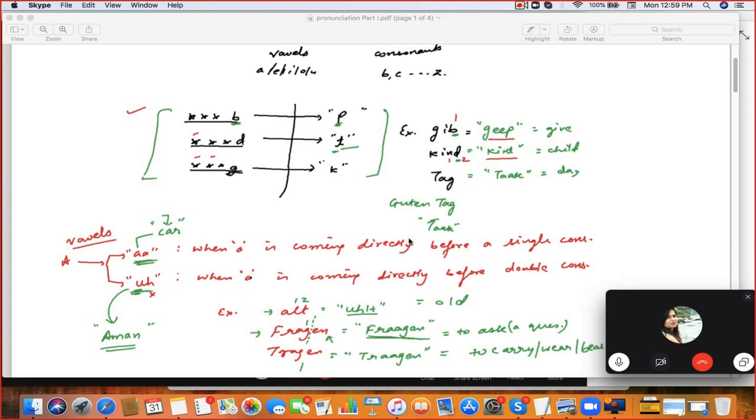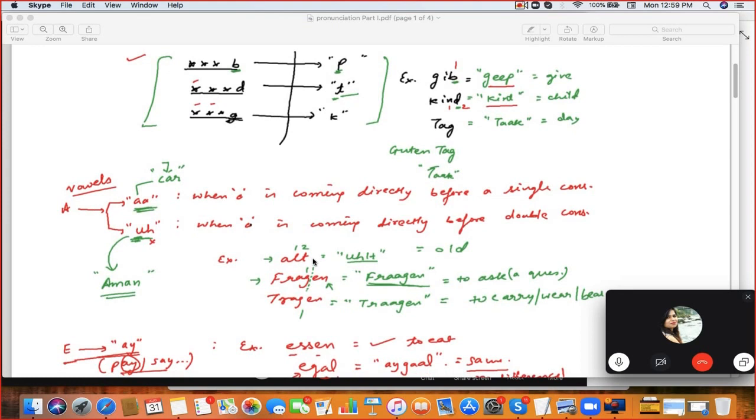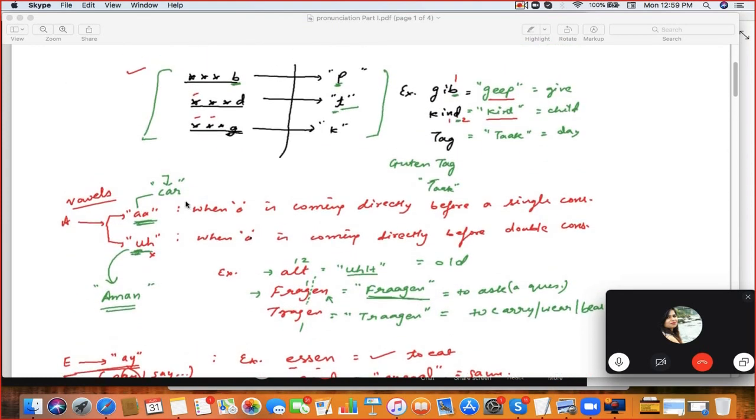Okay. Gip, Kint and Tak. And in the middle the sounds are written. So Gip, you have to speak like Gip, then Kint and then Tak like this. Okay. Next is A. A is having two sounds. Short A and long A, two sounds are there.